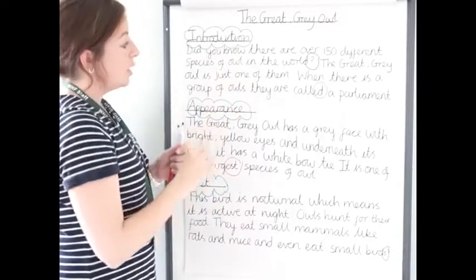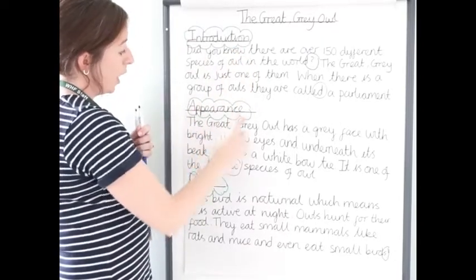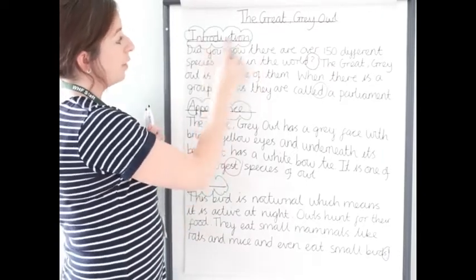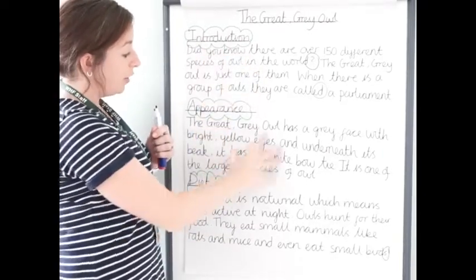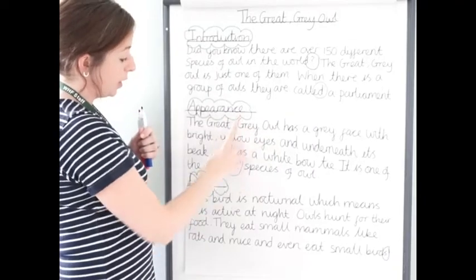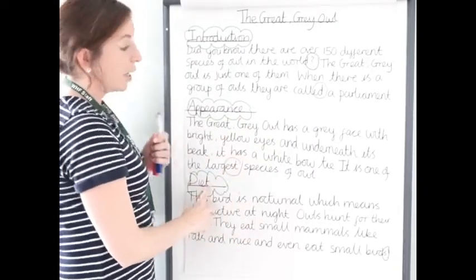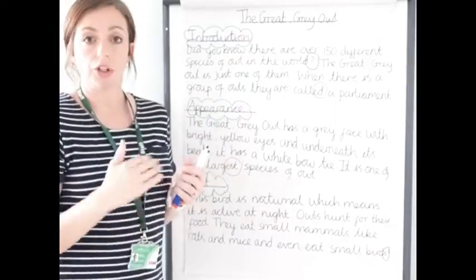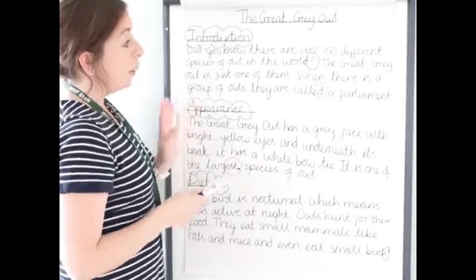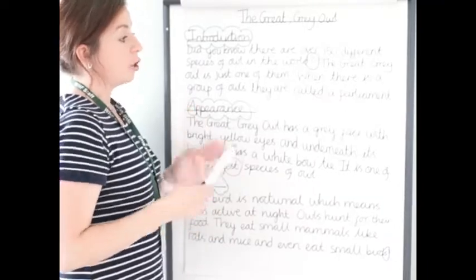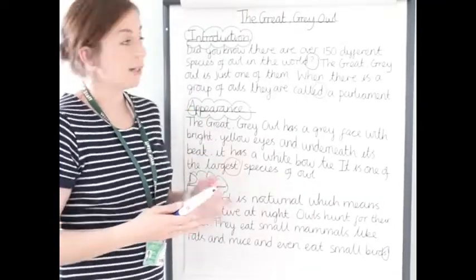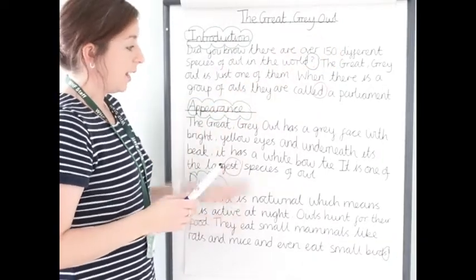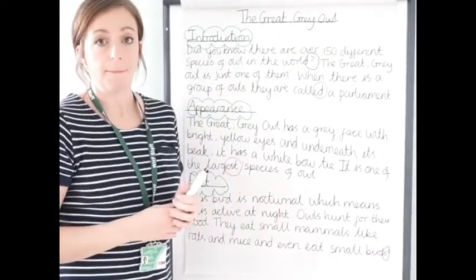It's important to notice first that I've used subheadings, and that's really important in a report. So everything in this paragraph is to do with my introduction, everything in this paragraph is to do with appearance, and everything in this paragraph is to do with diet. So we use these to structure our work, structure our writing. Now the purpose of a report is to teach the reader about your subject or your topic. So ours is the great grey owl, so anybody reading this could learn a little bit more about that.